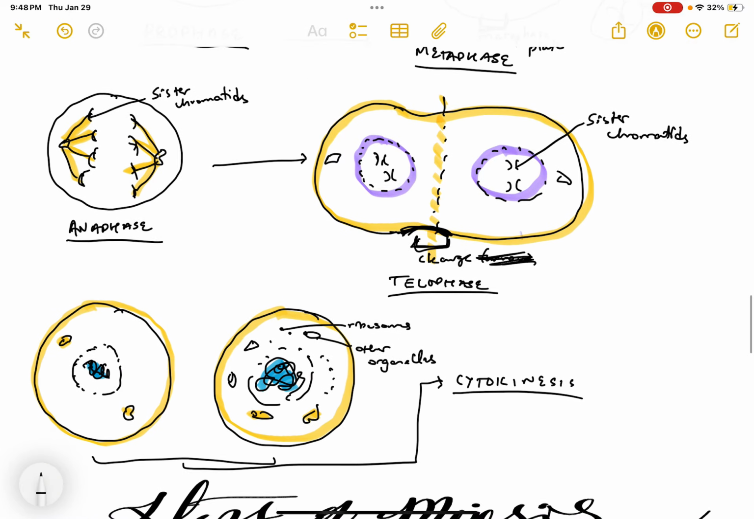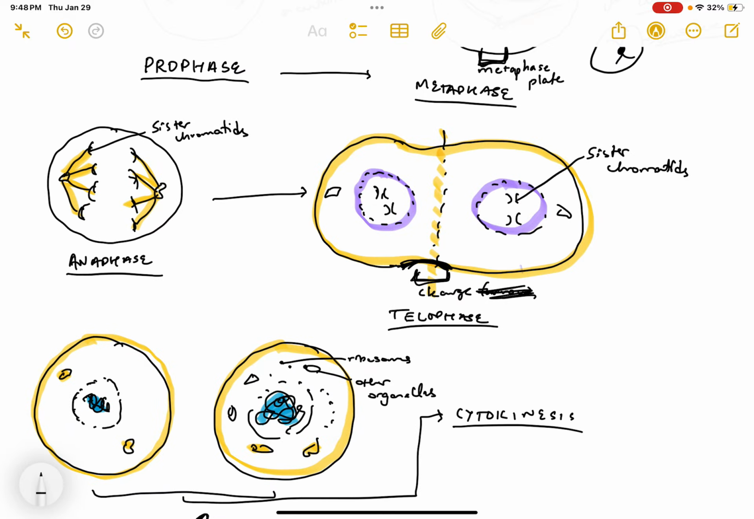Next, let's move on to cytokinesis. So in cytokinesis, what happens is the nuclear membrane reforms again, I guess we can say, and then we have ribosomes, other organelles that are formed as a result of these separated daughter cells. So in mitosis, we have a total of 2 daughter cells produced.